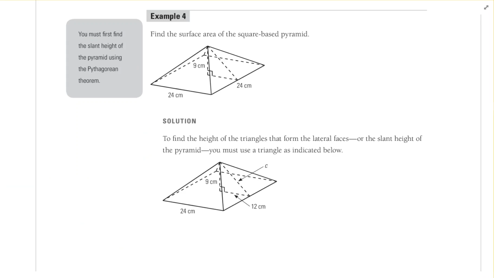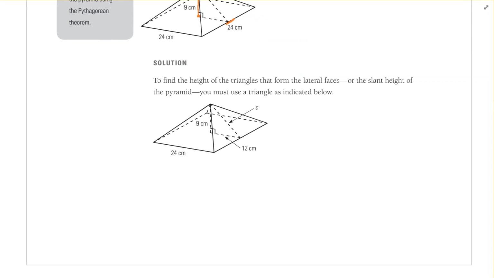Okay, example 4 here now. We're going to make it a little bit tougher. It's going to be pretty much the same as the other ones, but the only problem here in these questions, we're not going to give you that slant height anymore. This time they gave you the height from the bottom of the pyramid up to the top there, and we need to figure out what the slant height is.